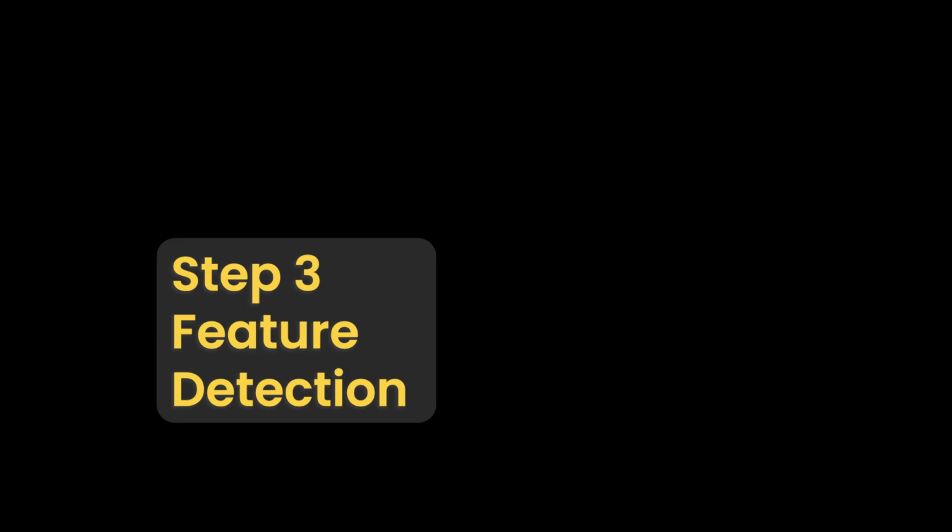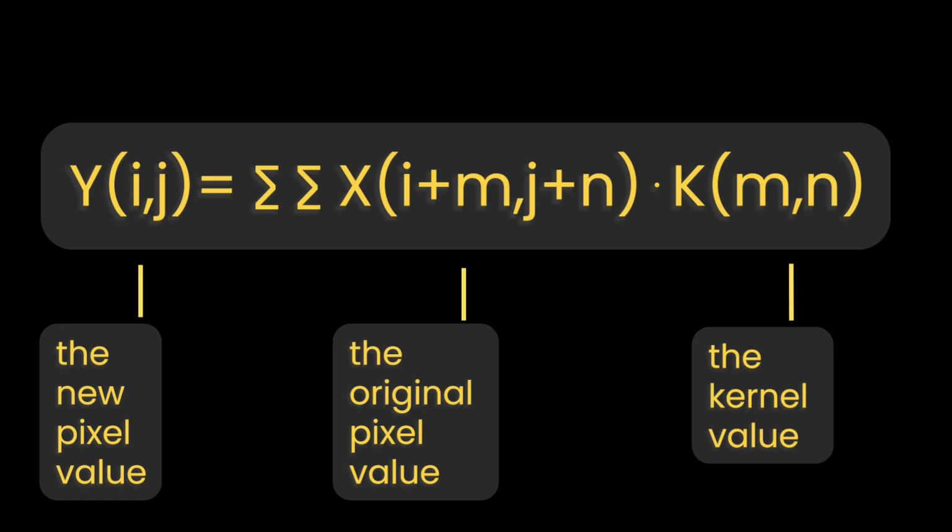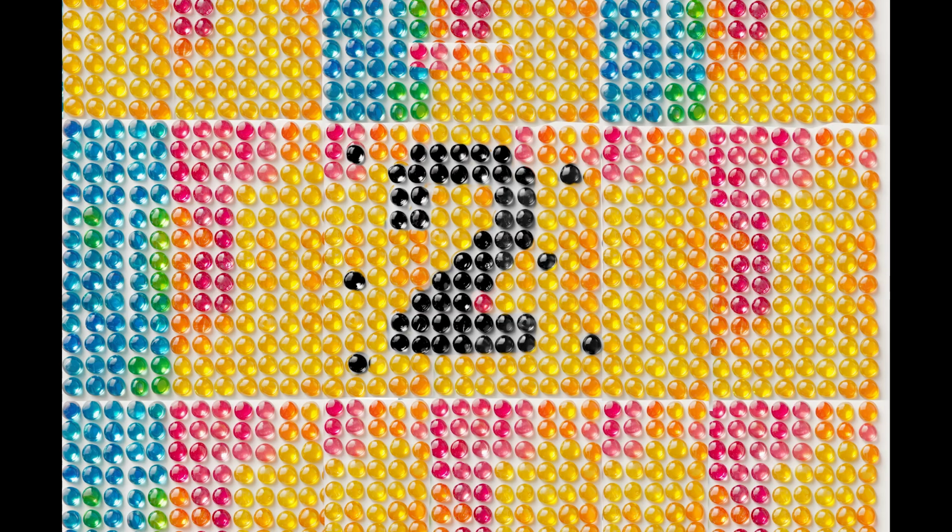Step 3, feature detection. The kernel identifies patterns. The kernel, or filter, is a small tool inside the convolutional layer that identifies specific features such as edges, corners, or horizontal or vertical lines. How does the kernel work? The kernel slides over the image just like a detective looking for clues in different sections, and each kernel is trained to detect different features. One may find straight lines while another finds curves. And the more the network trains, the better the kernels become at recognizing shapes.